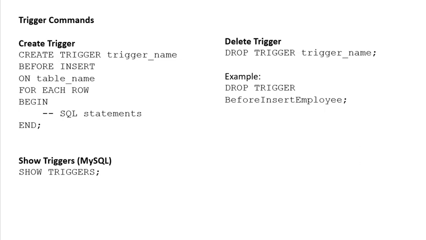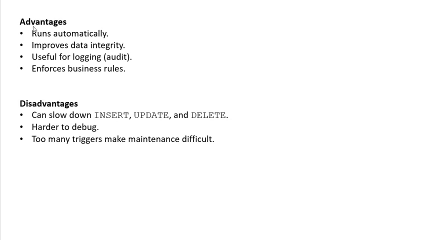The advantages: triggers run automatically, improve data integrity, are useful for logging and auditing, and enforce business rules. The disadvantages: they can slow down insert, update and delete, are harder to debug, and too many triggers make maintenance difficult.